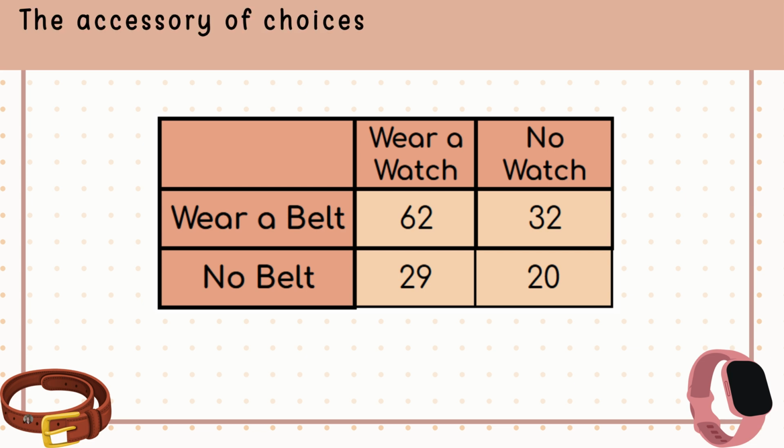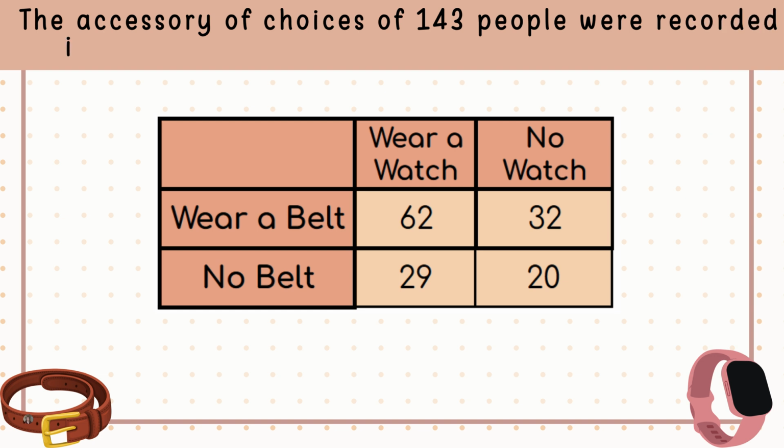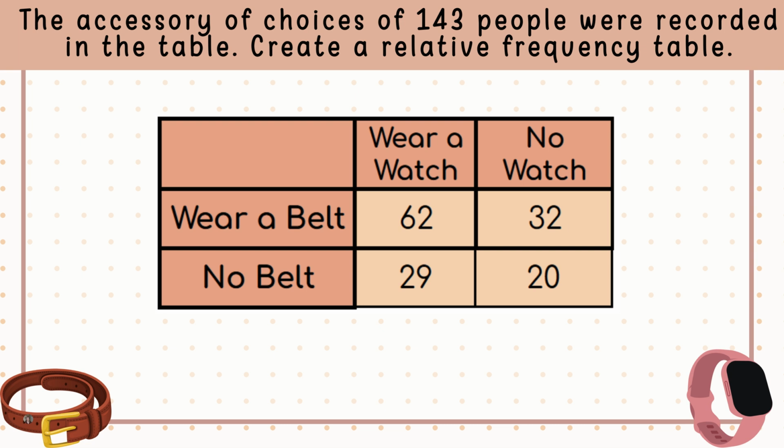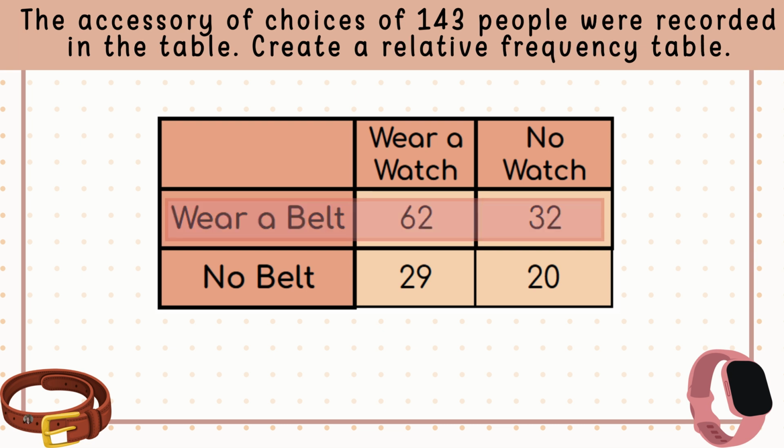The accessory choices of 143 people were recorded in the table. We'll create a relative frequency table from the two-way table. For this example, we'll look at the totals of each row. So we have wearing a bat, and then we have not wearing a bat. We'll start with the row of those wearing a bat. So we'll find our total. We'll add 62 plus 32, which gives us a total of 94.